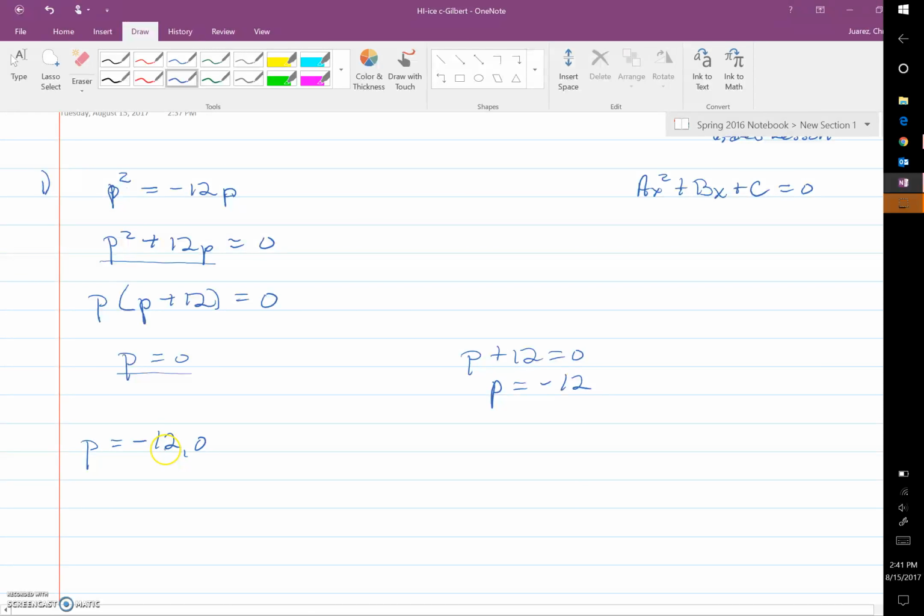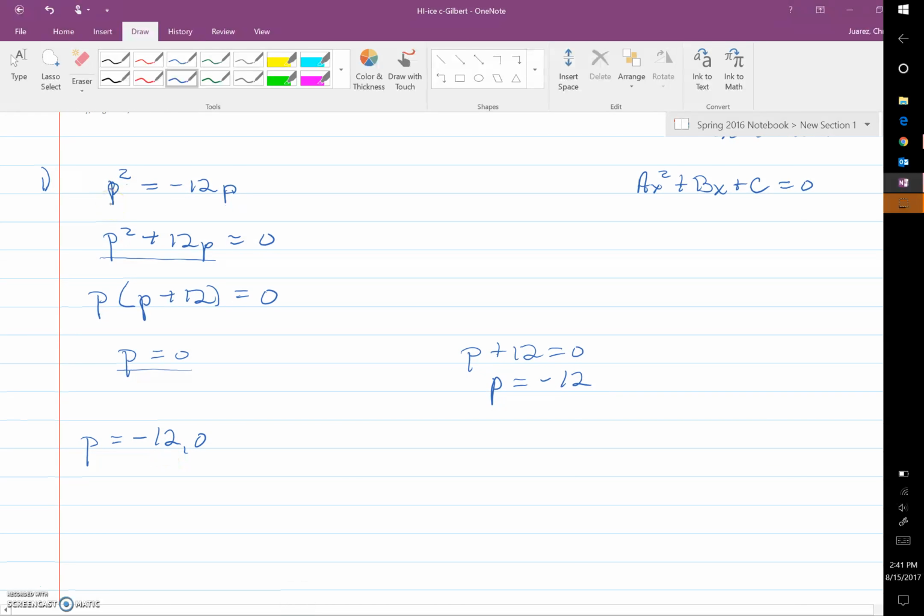Let's try this one. Negative 12 times negative 12, that's negative 12 squared. Negative times a negative is a positive. And 12 times 12 is 144. And then on this side, negative 12 times negative 12, negative times negative is a positive, 12 times 12 is 144. So 144 equals 144 means both of these answers are correct.